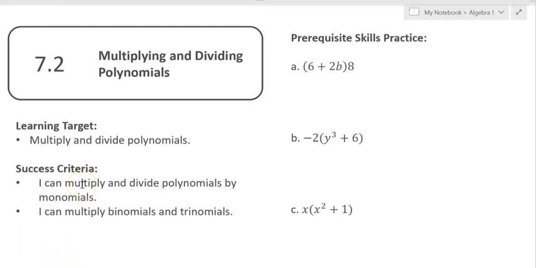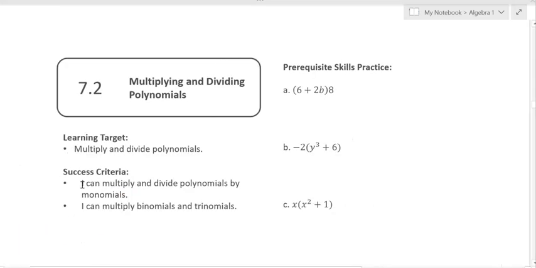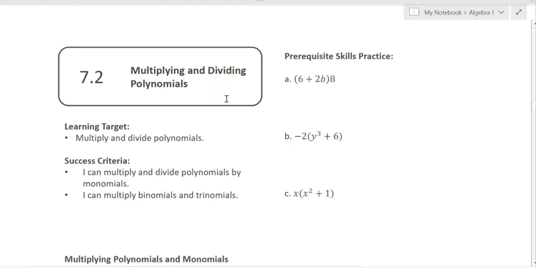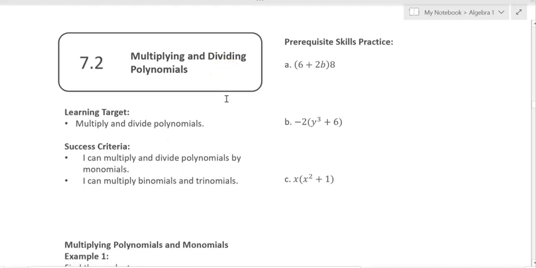Alright, this is the first half of the 7.2 video notes for Algebra 1. So we are going to be multiplying and doing some just basic dividing of polynomials. Multiplying is really our big focus. So to start with, some prerequisite skills are distributing.